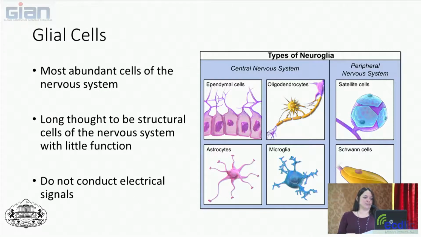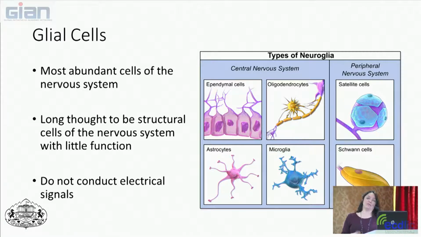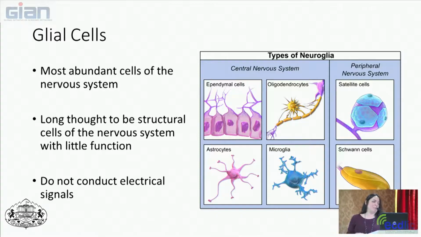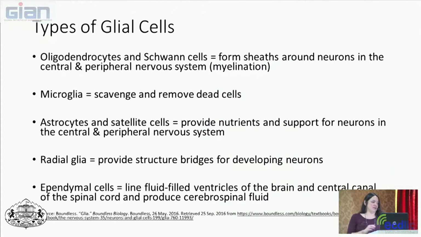Okay, so here's some different types of glial cells. Like I mentioned, the glial cells were previously just thought to be sort of the supportive cells, but they are the most abundant types of cells in the nervous system. And they don't conduct electrical signals, but they do have several other functions.